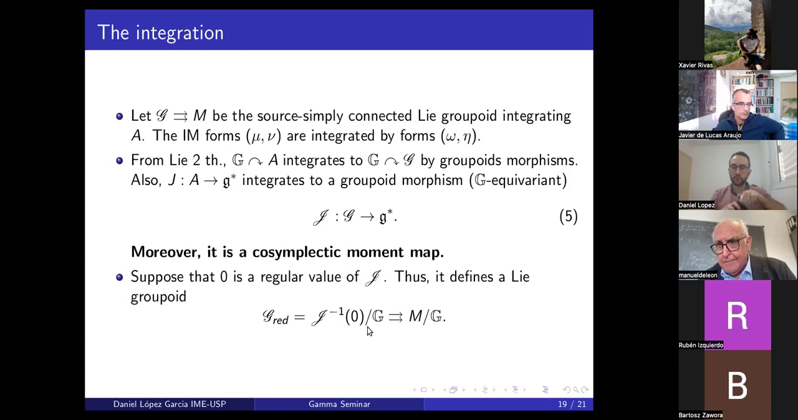Yes? I have a question. I mean, because in general, you can take any level set of the momentum map. It doesn't have to be 0. Why are you taking 0?